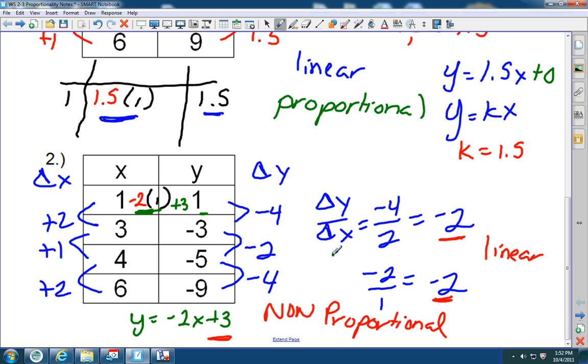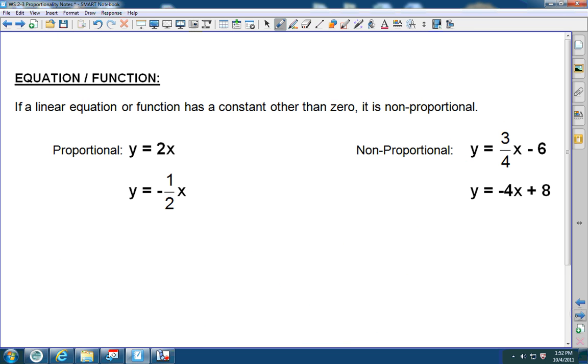Okay, so looking at the equation, that's how you can tell. Now another way to do it is by looking at the function or equation. First off, what makes it proportional? It says if a linear equation or function has a constant other than 0, it's non-proportional. Well, here's what it means.